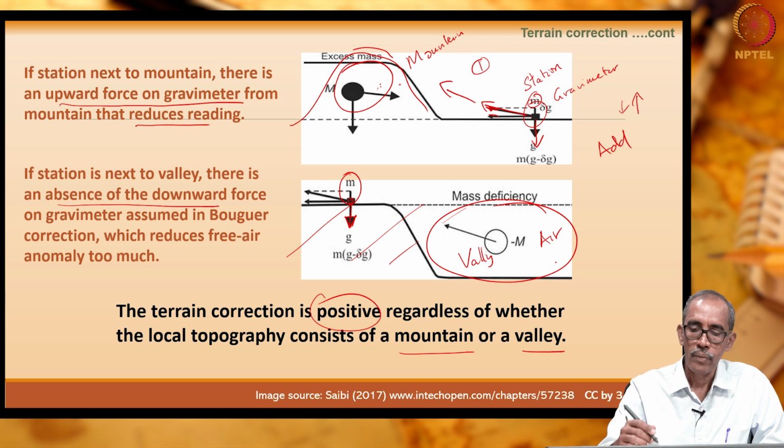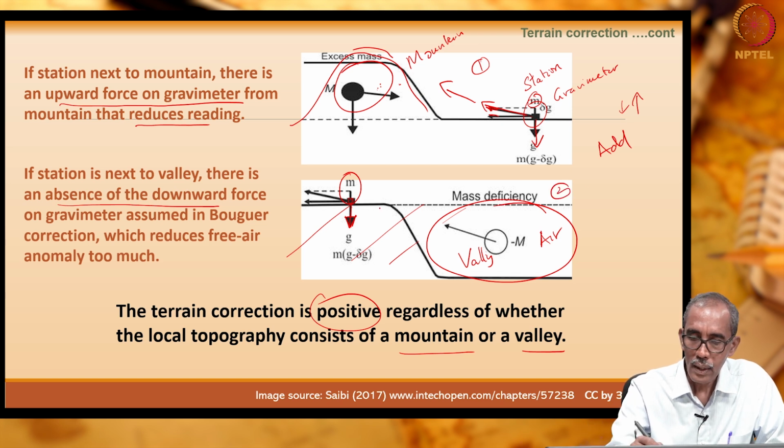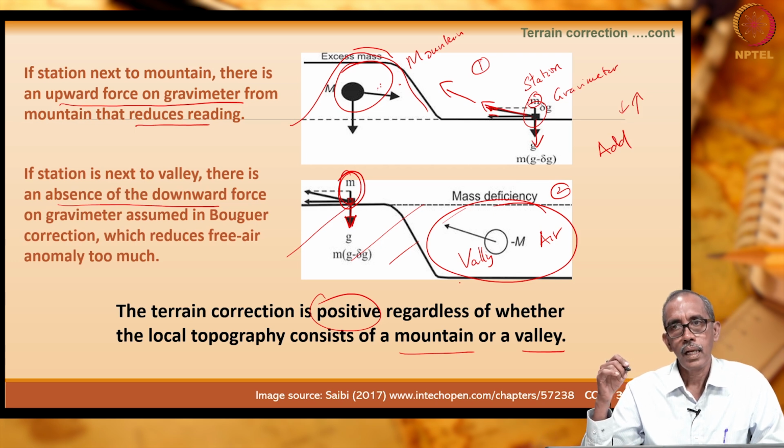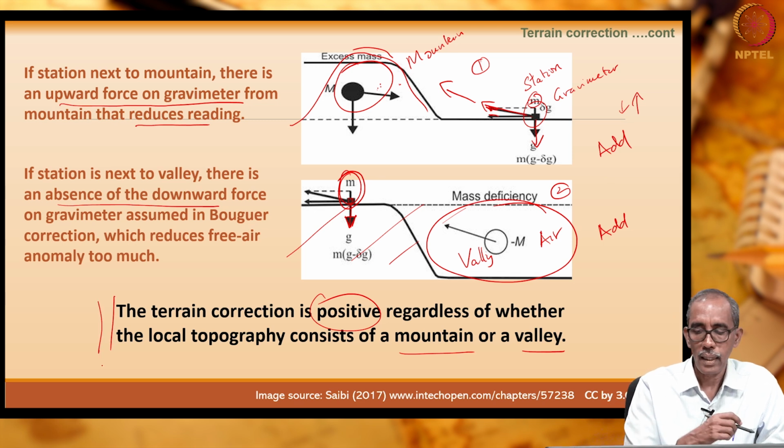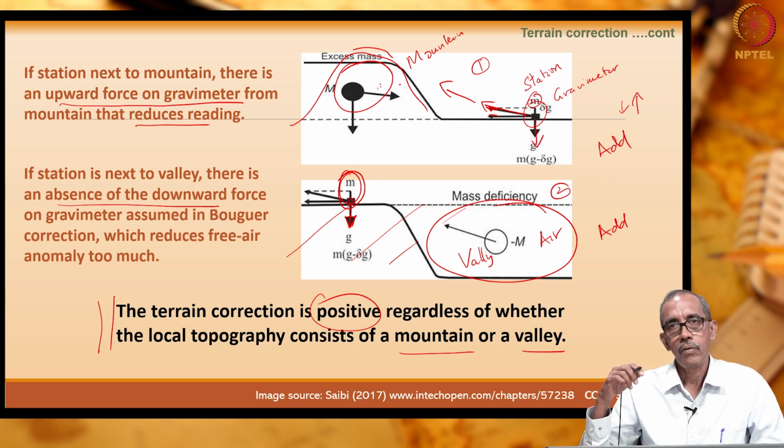In the second case, adjacent to our gravity station, there is a valley. Because of the presence of the valley, the gravity value which we have measured is a little less because there was a deficiency in the mass. So, here too the correction is positive. In both cases, the terrain correction is always positive, whether the station is adjacent to a valley or a mountain. Is it clear? So, these are all the corrections that we need to apply for the gravity data.